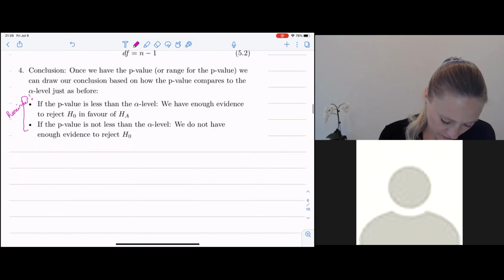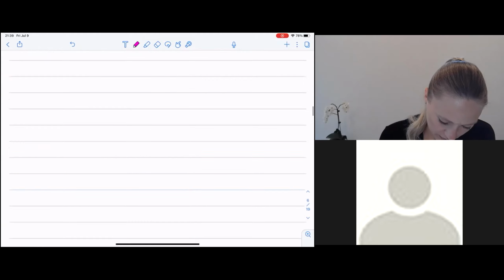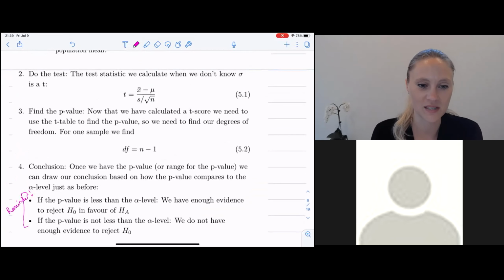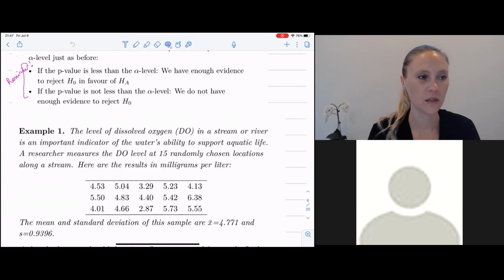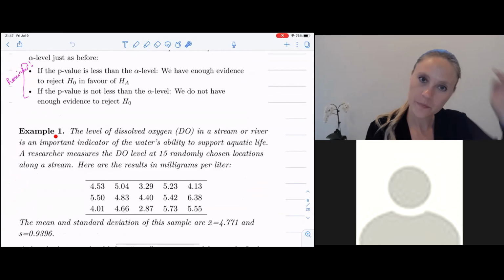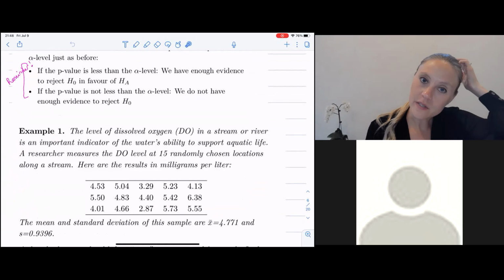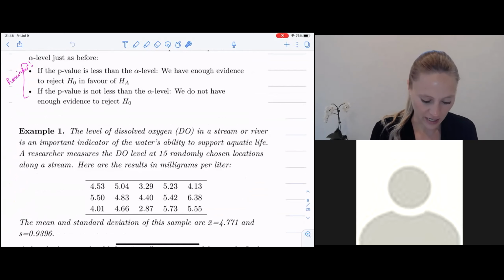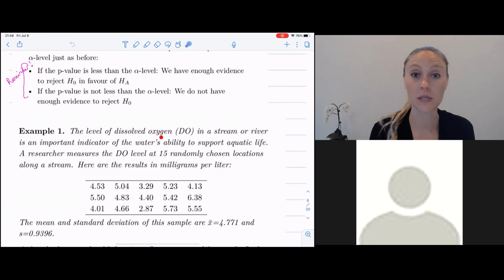Good. Okay. All right. I think we're ready for an example. Let me get set up here. Okay, so our example is going to be from biology, but that's okay. The level of dissolved oxygen, because it actually doesn't matter what we're talking about.